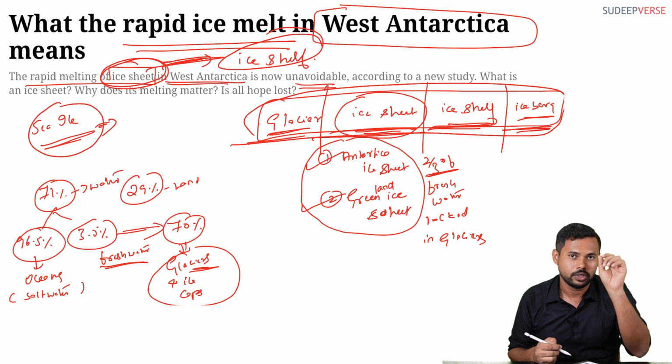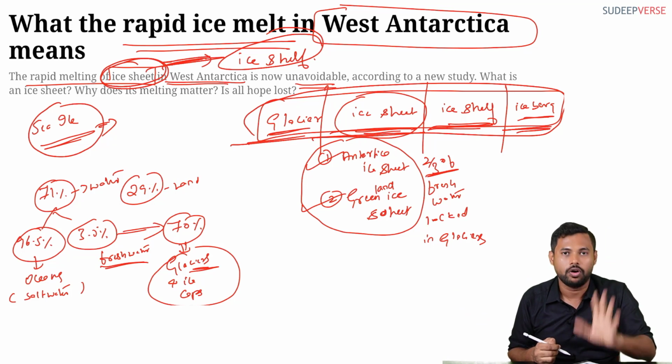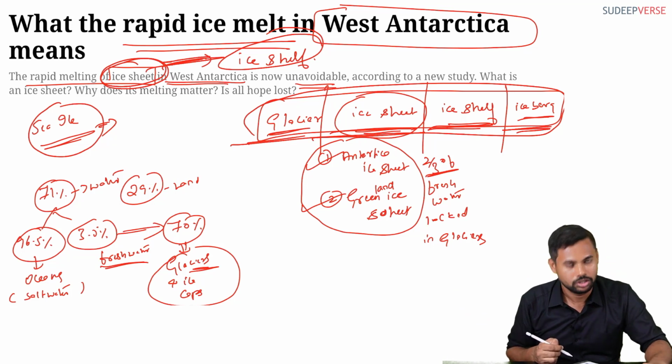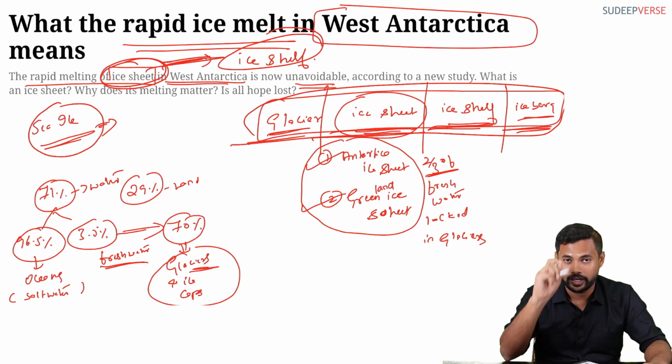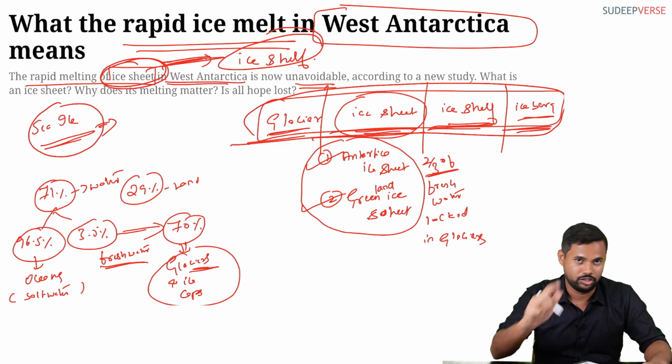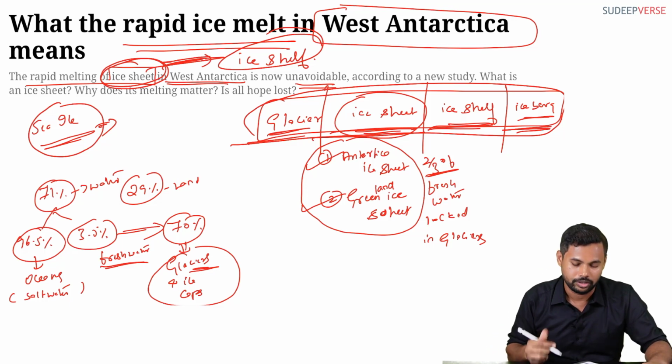This is the problem. Global warming is the greatest threat for Antarctica, is what this article is talking about. So I hope it is clear. There are very high chances for them to play with these words in your prelims exam. So please have good clarity on it.